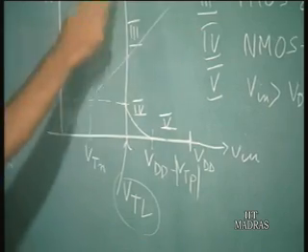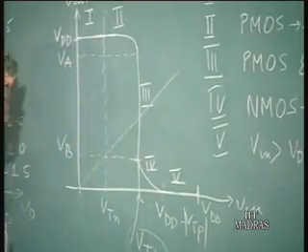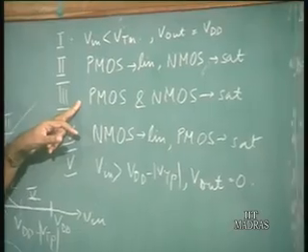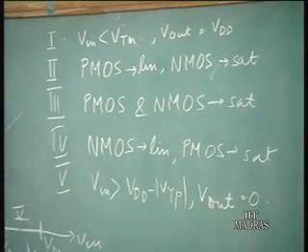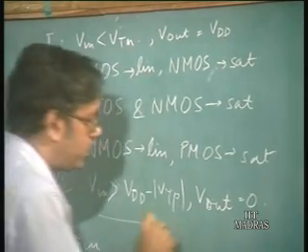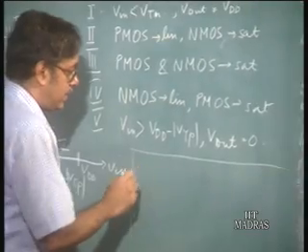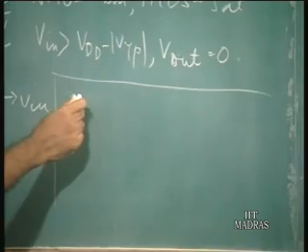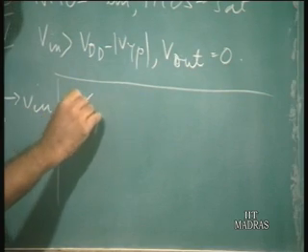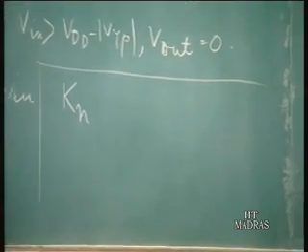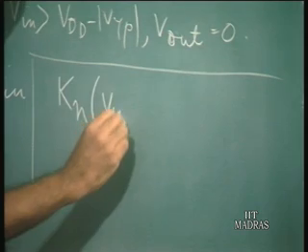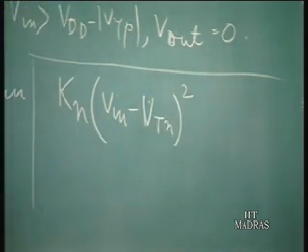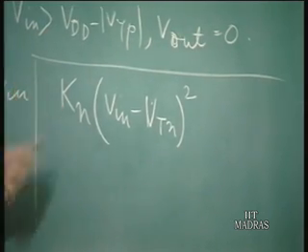Now, in this region of the characteristics, we have already seen that in this region 3 here, both the PMOS and the NMOS are in saturation. So, in order to find out the logic threshold voltage, we will write down the equations for the two currents, basically the PMOS current and the NMOS current, and they must be the same. Now, for the NMOS, the current is equal to Kn (Vin minus Vtn) squared. This is the current in saturation. Both the transistors are in saturation.